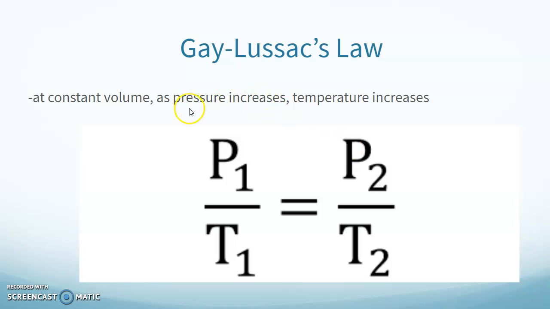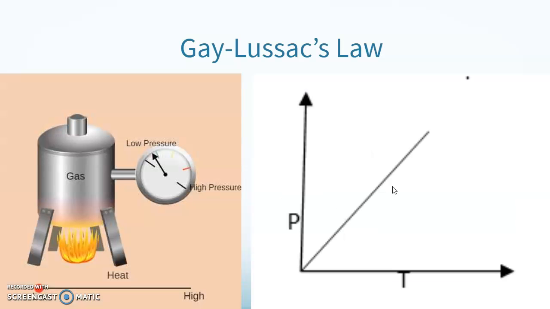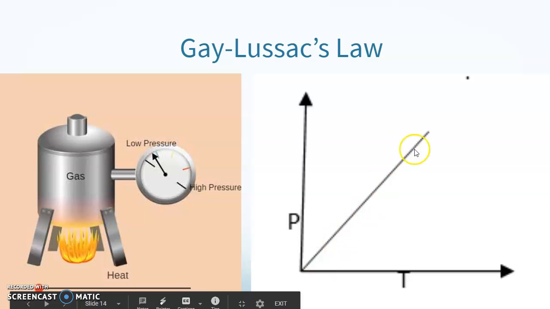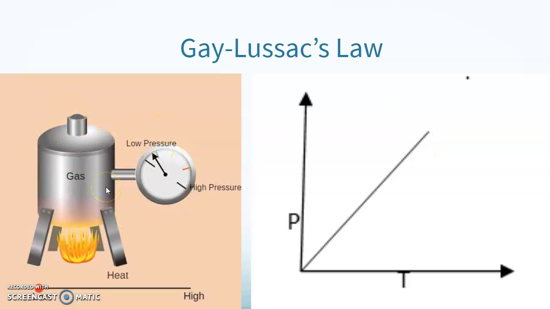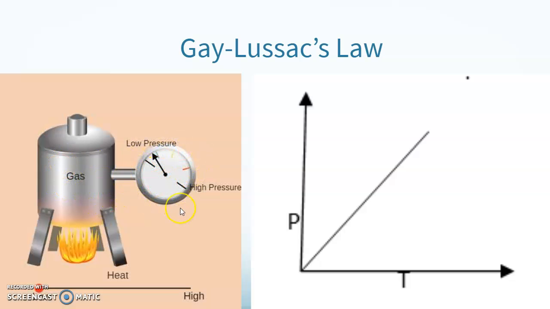Gay-Lussac's law means at a constant volume, as the pressure of the gas increases, the temperature is going to increase. So this is our gas law, our equation. It is another direct relationship. As the pressure increases, temperature increases. One way to look at this is through a pressure cooker. If we heat up the gas inside the pressure cooker, the pressure is actually going to increase.